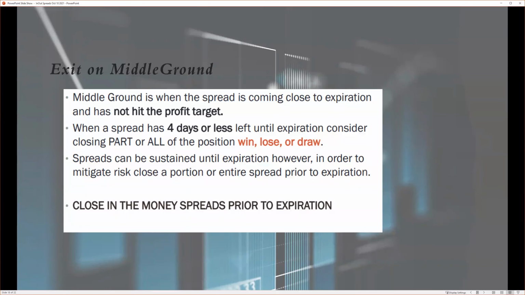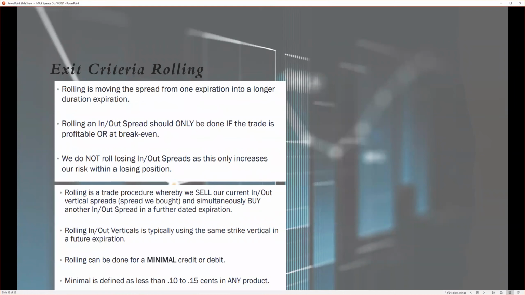Yes, good, good. This is what I know that I'm not talking. Exit criteria number 3. So we already see profitable.